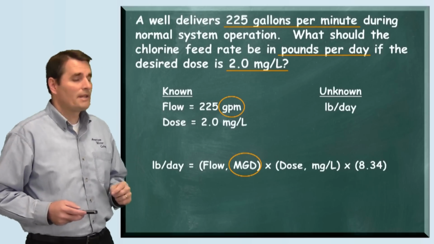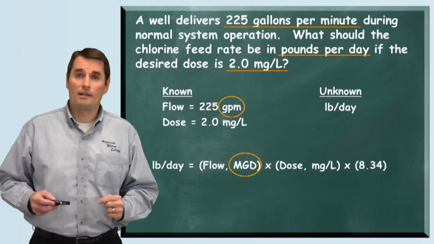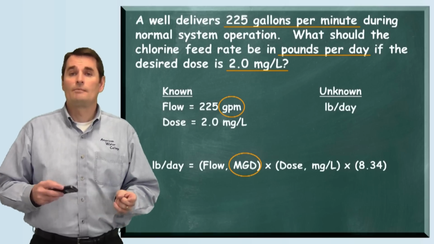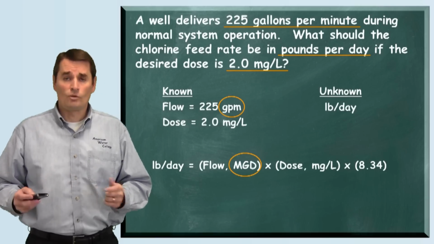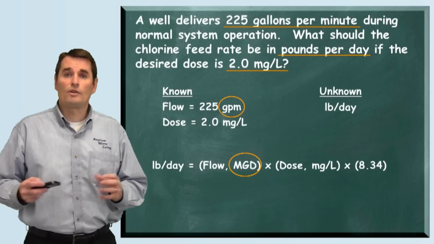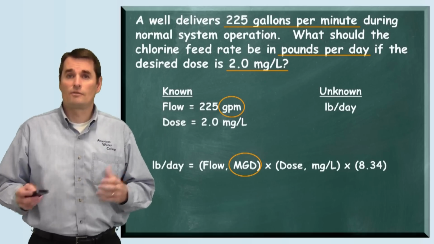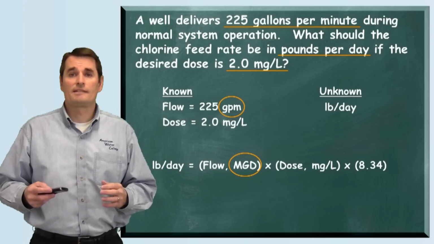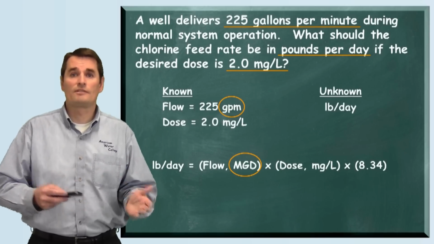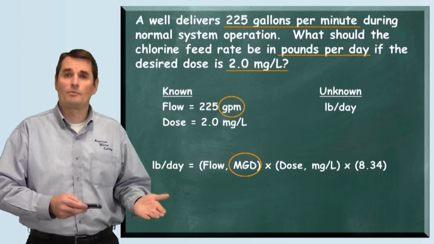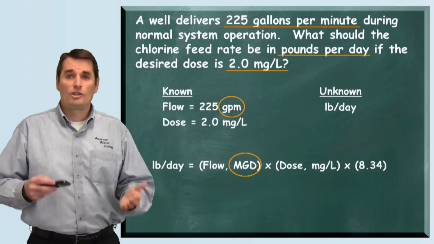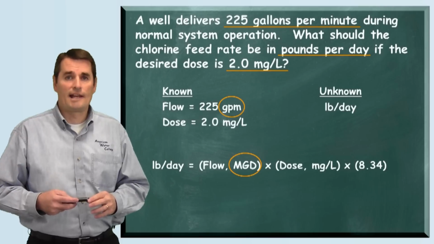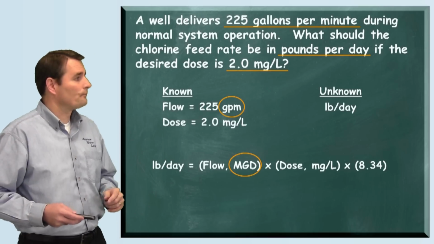Notice the problem gave us our flow in gallons per minute. So what we'll have to do is convert those gallons per minute to million gallons per day. So we're going to do a unit conversion. Now, if you struggle with unit conversions, I'd encourage you to go to our website and look at the lesson for unit conversions, and it tells you step by step how to convert from one set of units to another. Going from gallons per minute to million gallons per day, cubic feet per second, all of that's included in that lesson, so I'd encourage you to check that out. But I'm going to show you how this works.